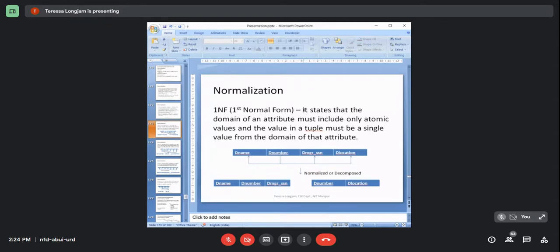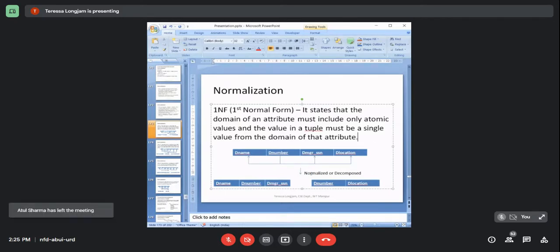So it says that the domain of an attribute must include only atomic values, and the value in a tuple must be a single value from the domain of that attribute. So it means it should be atomic, and also it should be a single value. You can't have a composite attribute, a complex attribute, or multi-valued attributes. Okay, it should be atomic, means the value that you put in that particular attribute should be atomic, and it should have only a single value. So if this property is satisfied, then we can say that the relation is in first normal form.